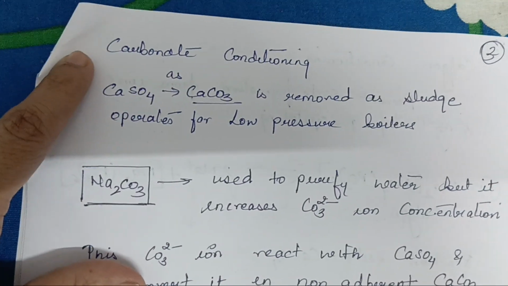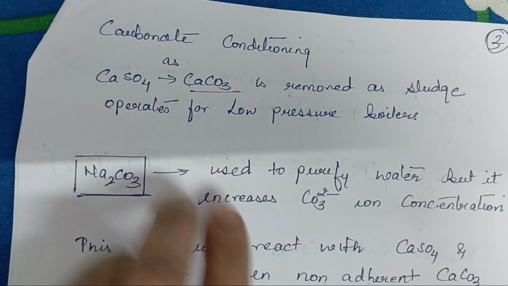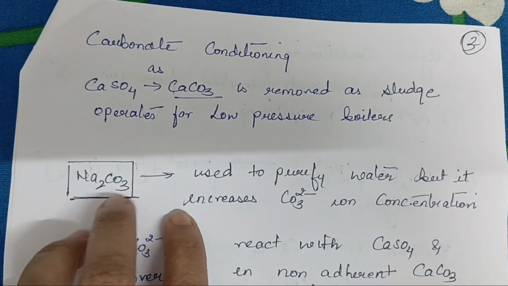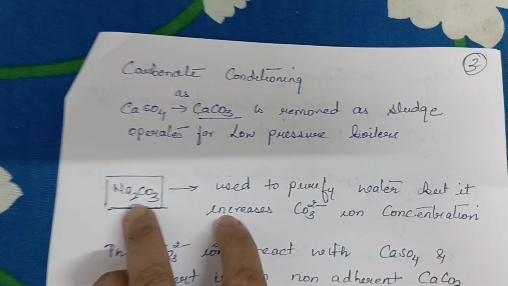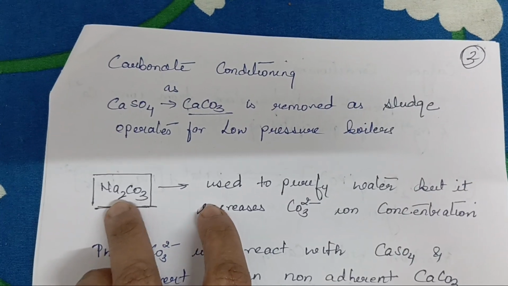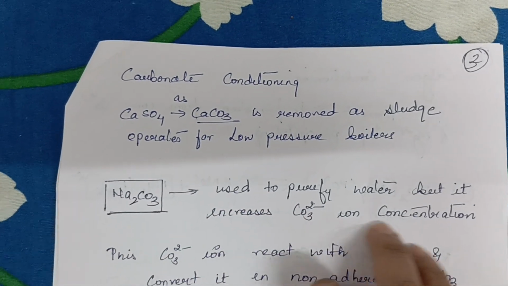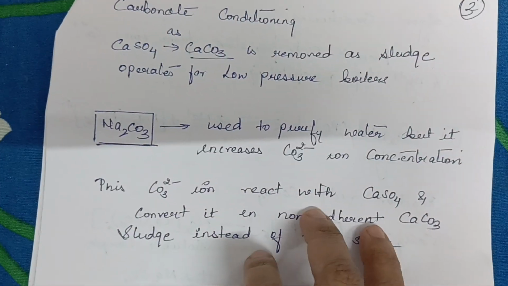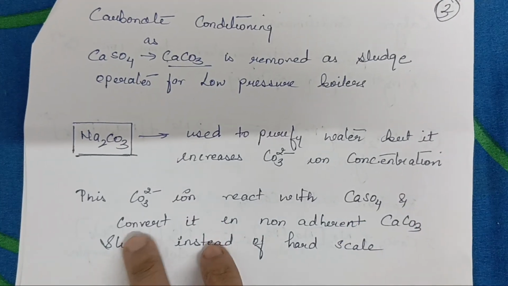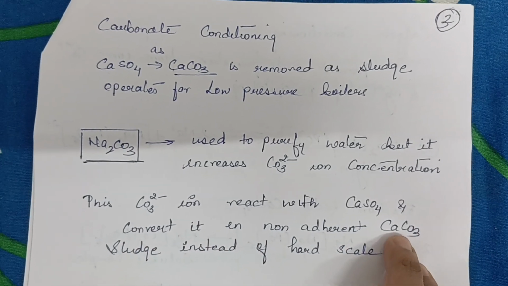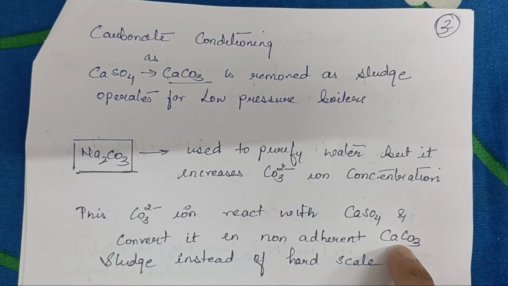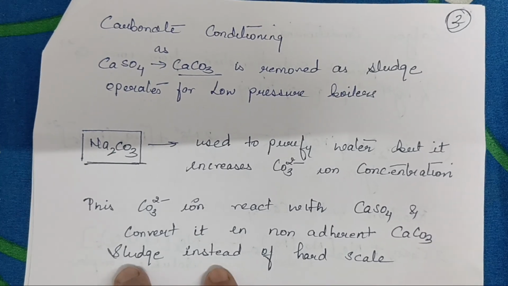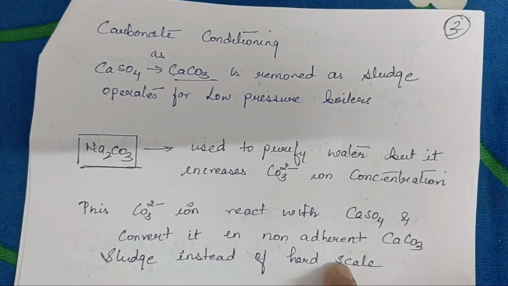Now the second is carbonate conditioning. What happens is that we are using soda in lime soda process continuously for removing the impurities. But what happens when the soda is there, where it increases the carbonate ion concentration. Okay, now this carbonate ion concentration which is accumulating in the water sample can react with calcium sulfate, and it can convert into a non-adherent sticky scale CaCO3, which is the most insoluble salt in the water. And what happens, it can form a hard scale, right?